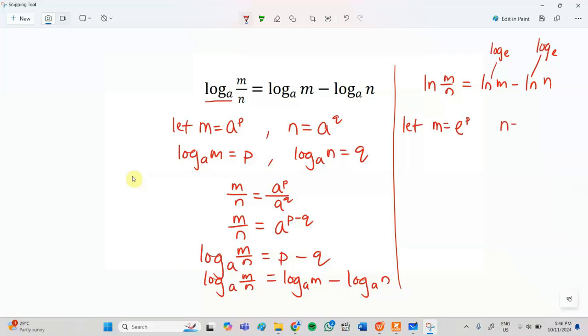And your n, let it be e to the power of q, such that when you move the e here, it becomes ln m equals p. ln n equals q. And you proceed. Same thing here. Okay, m over n equals e to the power of p over e to the power of q.